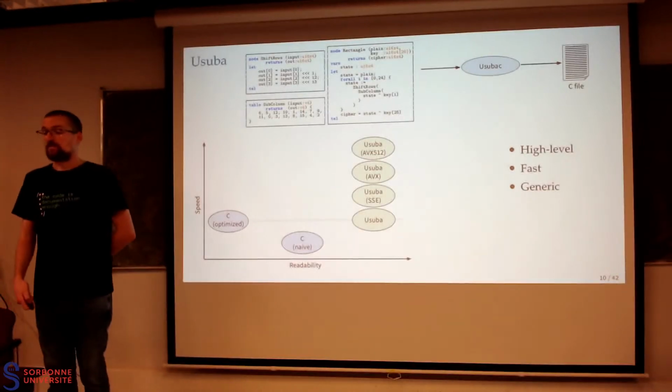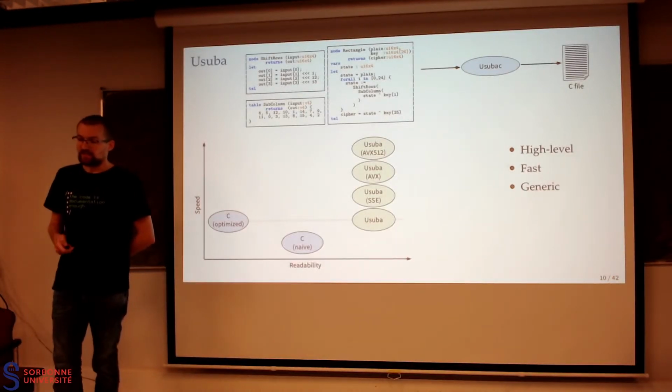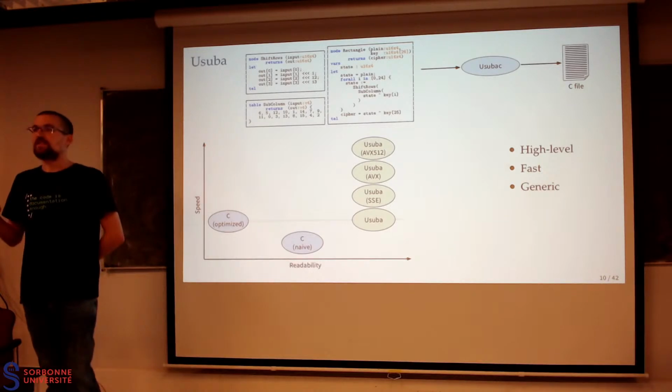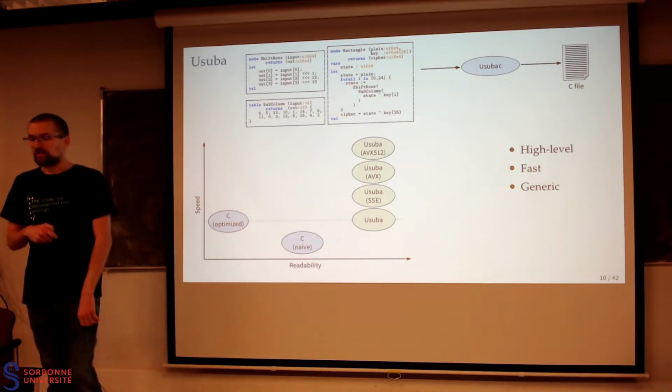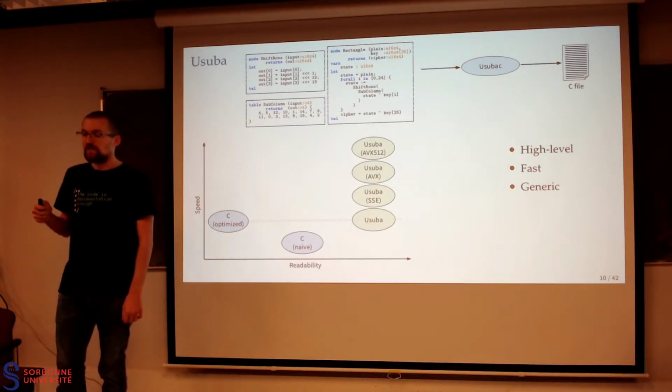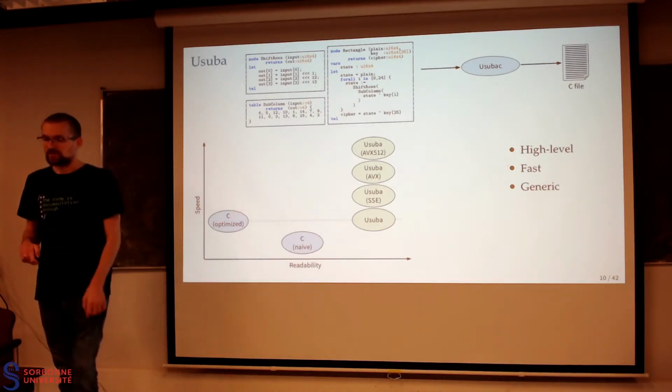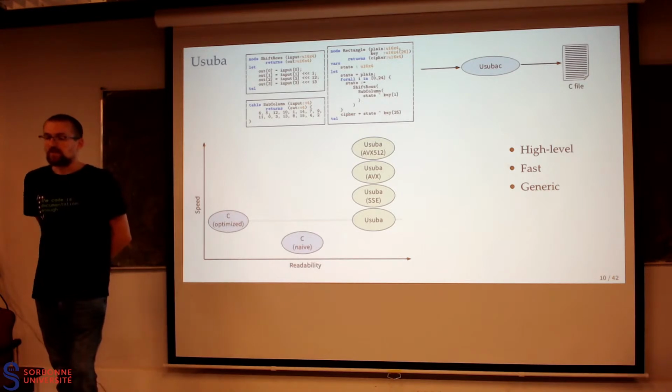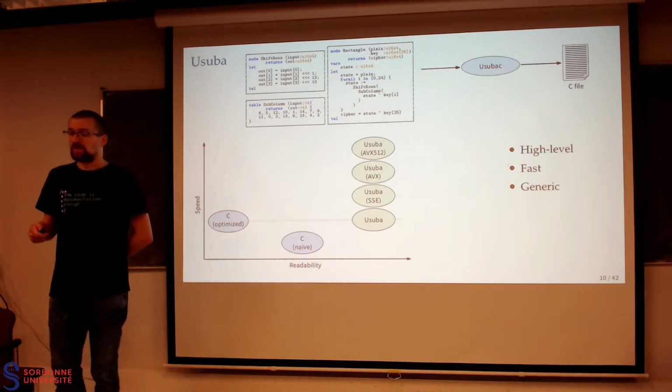Furthermore, Usuba is generic in the sense that the compiler can generate code for any SIMD extensions of Intel. In particular, we can generate code for SSE, AVX, AVX-512, all of that from a single source implementation, and thus easily gain benefit from a nice speedup, thanks to parallelism.